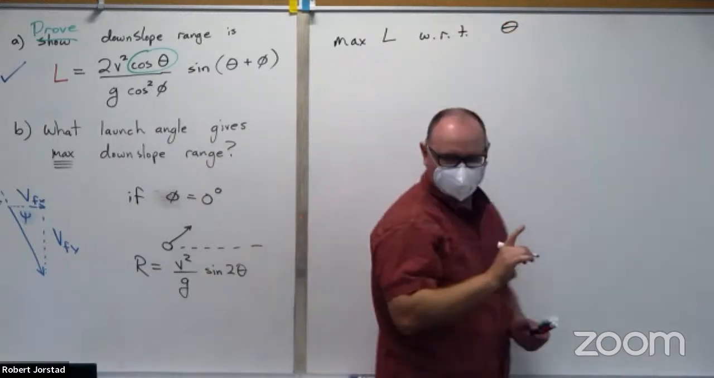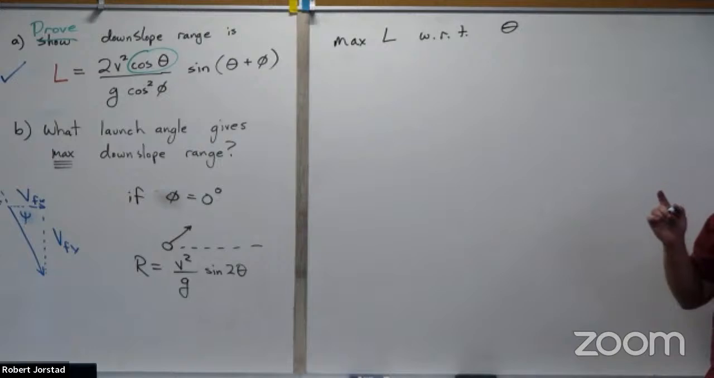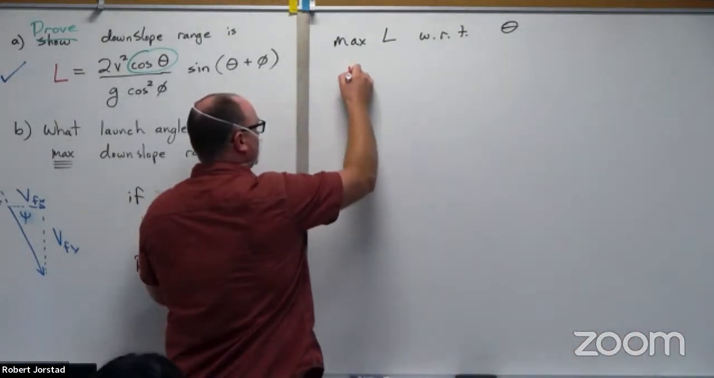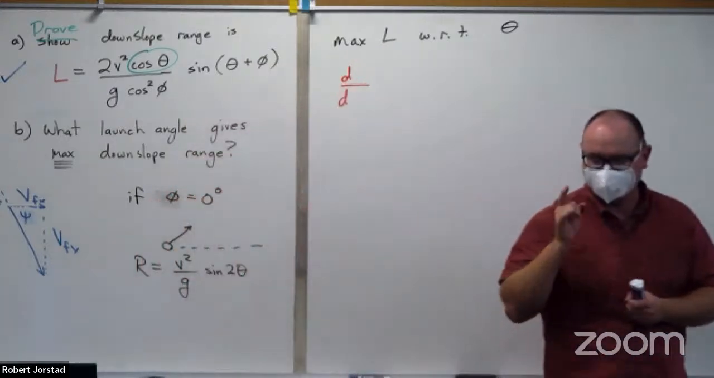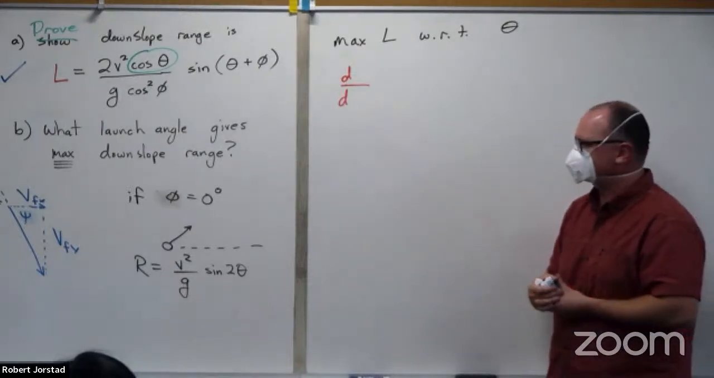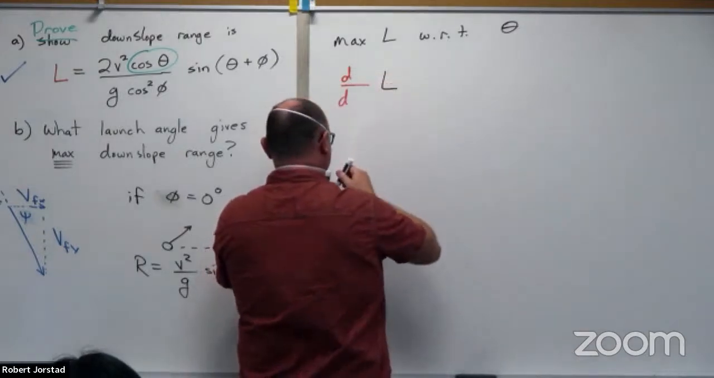That's our goal. We're trying to maximize L with respect to theta. I know there's got to be a derivative here. What am I taking the derivative of, and what am I taking it with respect to? dL d theta. That's what we're looking for. Okay.